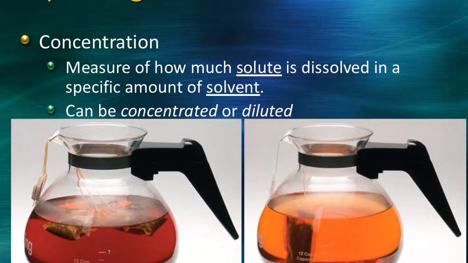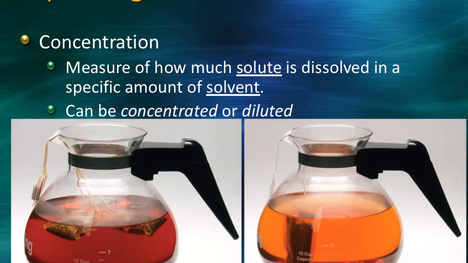So solute is what you dissolve. Solvent is the thing that you dissolve it in. It can be concentrated or dilute, right? You've got here an example of making tea. This one over here has a single tea bag. This one's got multiple tea bags in it. And so you can, just by looking at it, tell that the tea on the left side is more concentrated than the tea over on the right. There's more solute in this one. There's the same amount of solvent, but this one's got more solute in it, more stuff dissolved in it.